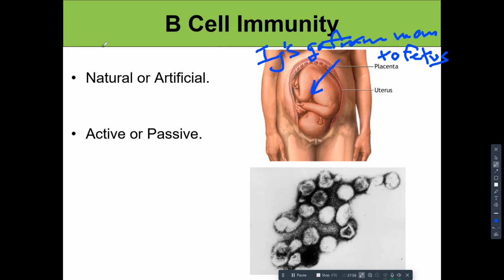Now, does this sound natural or artificial? This, of course, is totally natural. Now, is the fetus making its own antibodies or just receiving them? He's just receiving them, so this is going to be passive. Now, this is not the only way natural passive immunity can occur. Can you think of the other one? Well, antibodies will also be secreted into mom's breast milk. So that is another route for antibody delivery to the baby, another way for natural passive immunity to work.